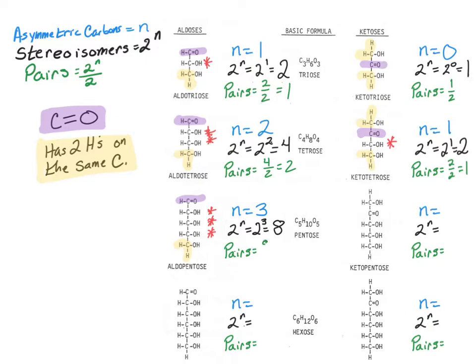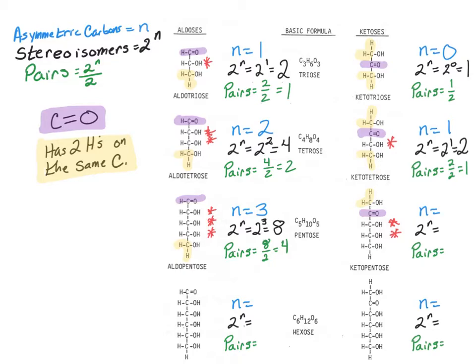How many pairs is that? That's 8 divided by 2, 4 pairs. Let's go on to the ketopentose, and we're going to see that the top one is not asymmetric because there are 2 hydrogens. The second one is not asymmetric because there are 2 bonds to oxygen. The next one is asymmetric because there's a ketone above it, but not below. The fourth one is asymmetric because we have a ketone when we go up eventually, and down below we have no ketones, so there's a difference there.